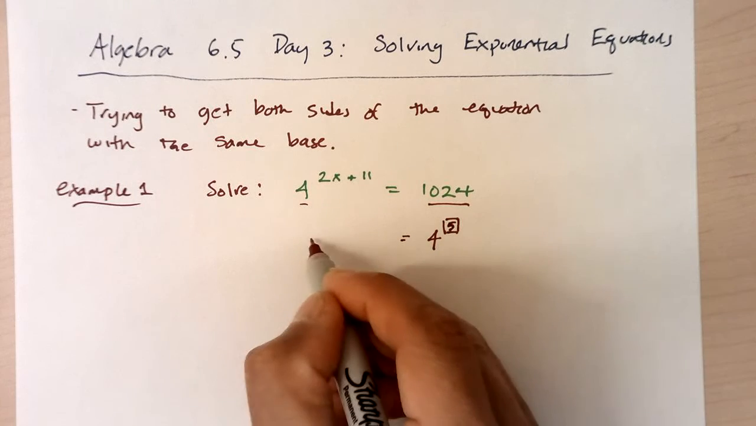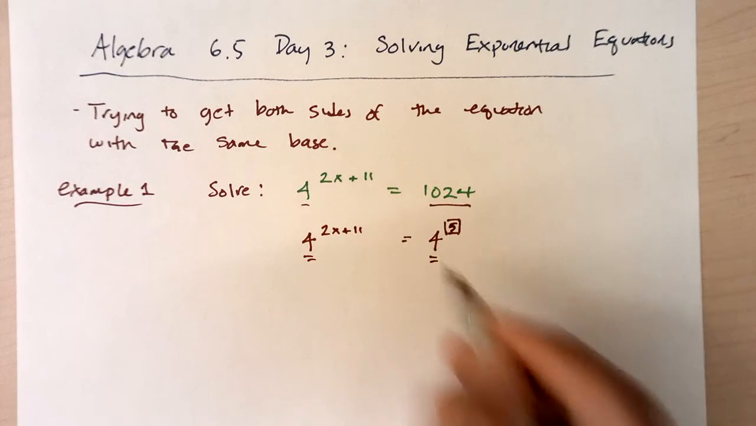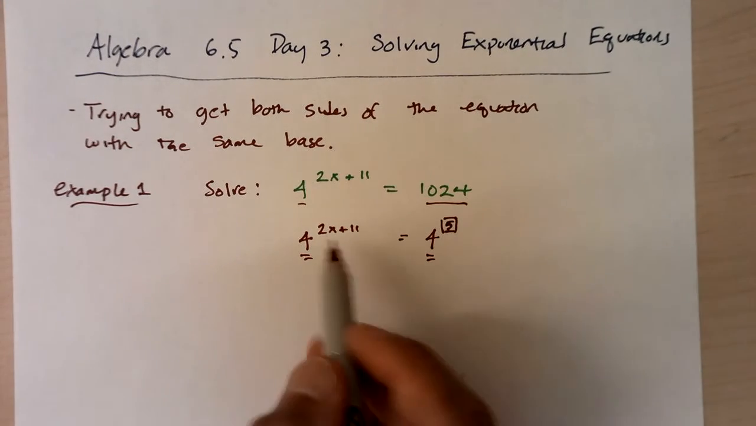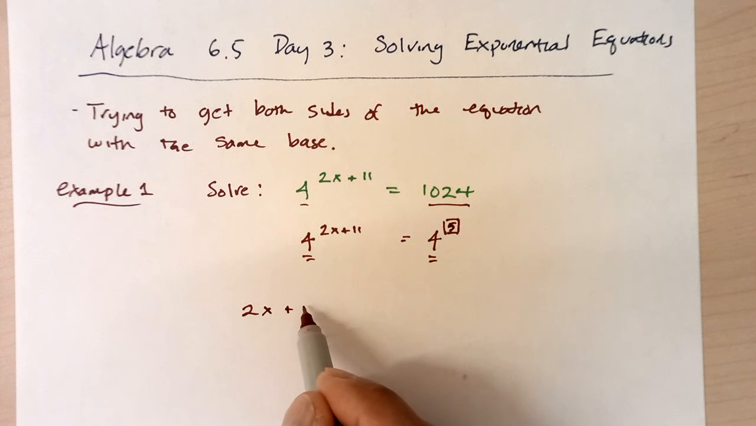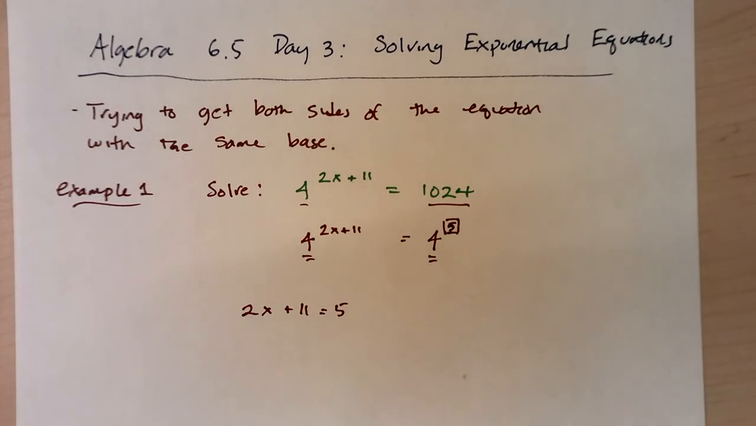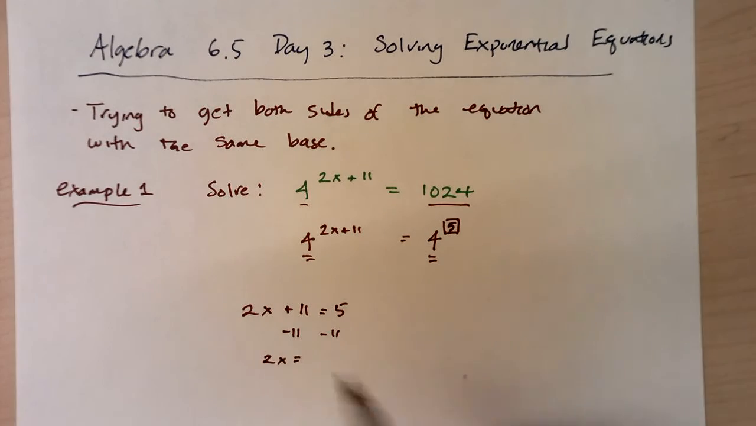On the left side, we started with 4 to the 2x plus 11. The bases are exactly the same, so then we could set the exponents equal to each other because I have the variable in the exponent. So now 2x plus 11 is equal to 5. And then you can solve that equation. Subtract 11 from each side. 2x is equal to 5 minus 11, which is negative 6. Divide each side by 2. And then x is equal to negative 3.